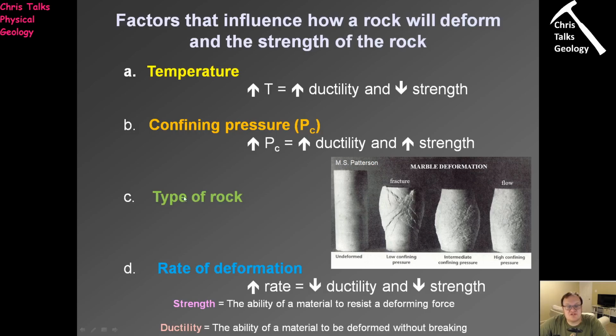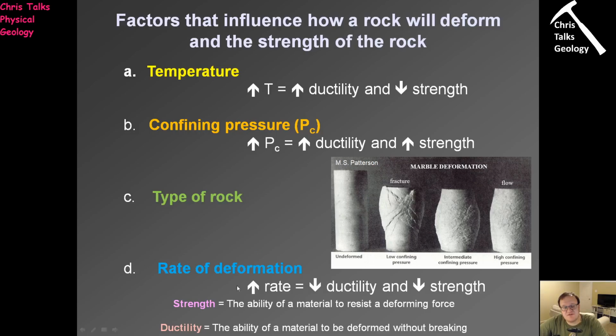Okay, part C, the type of rock. Well, obviously that's not really a huge shock. Some rocks are naturally quite weak, and some rocks are naturally quite strong. Some rocks are naturally quite flexible, and some rocks are naturally quite rigid. So depending on the type of rock you have, some rocks will have a quite high ductility, some rocks will have a low ductility, some rocks will have a high strength, some rocks will have a low strength. That's not really a huge shock.